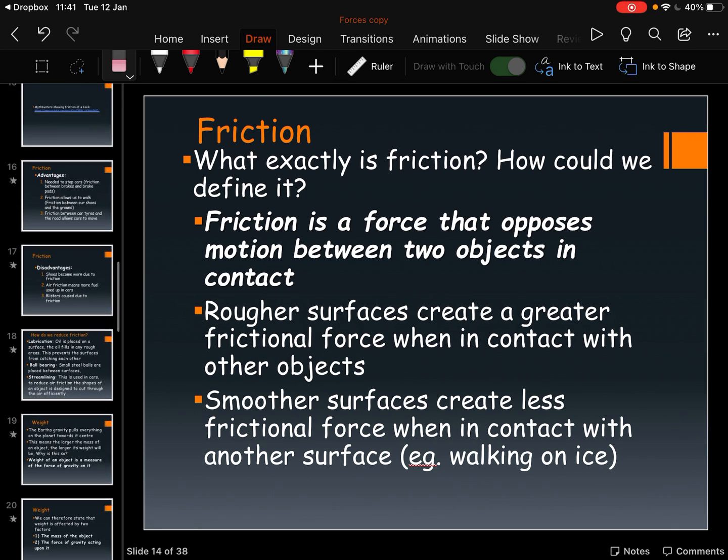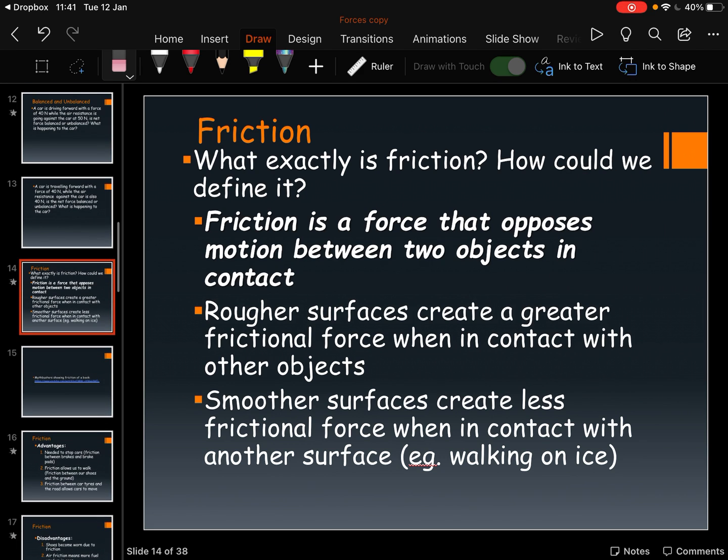Okay, so we get friction done, and that should get us just beyond 20 minutes, and we'll stop then. Okay, so friction is your next subheading. All right? So what exactly is friction? How will we define it? Well, friction, guys, is as follows. Friction is a force that opposes the motion between 2 objects in contact. Okay? So friction opposes the motion between 2 objects in contact.